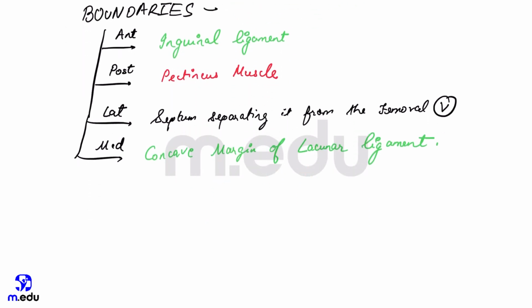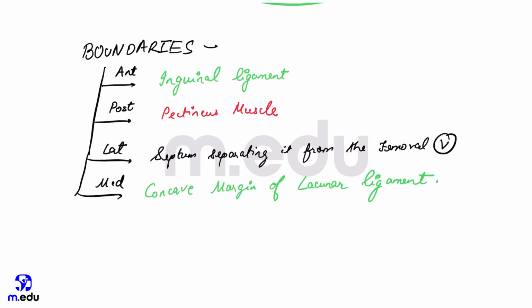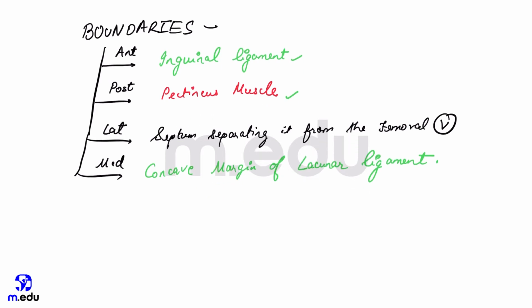So, let me revise the boundaries of the femoral canal. It has 4 boundaries: anterior, posterior, lateral and medial. Its anterior boundary is formed by the inguinal ligament. Its posterior boundary is formed by the pectineus muscle. Its lateral boundary is formed by a septum separating the femoral ring from the femoral vein. And its medial boundary is formed by concave margin of lacunar ligament.